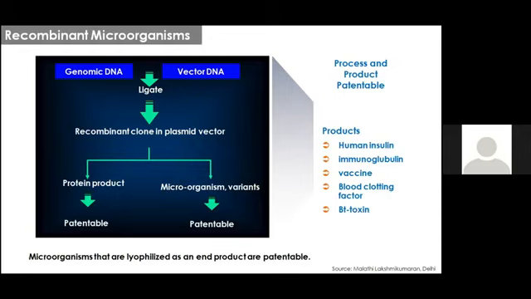Some of the most important patentable microbial products are human insulin, immunoglobulin, and vaccines. We have also seen the cases of the BT toxin, that is Bacillus thuringiensis, in cotton and several other resistant plants, and also the blood clotting factors. So these are some examples of recombinant microorganisms, where the process and the product are patentable.